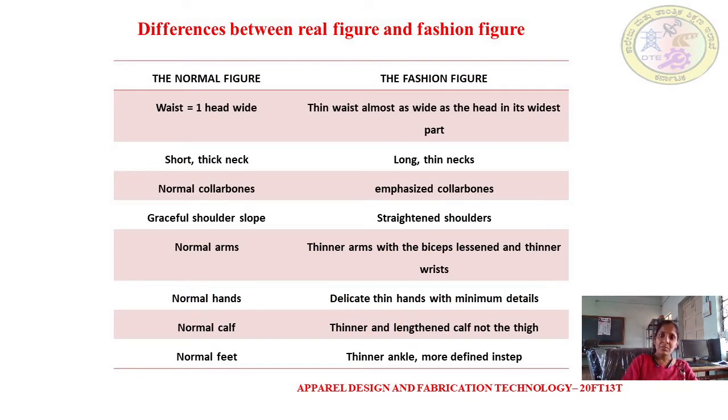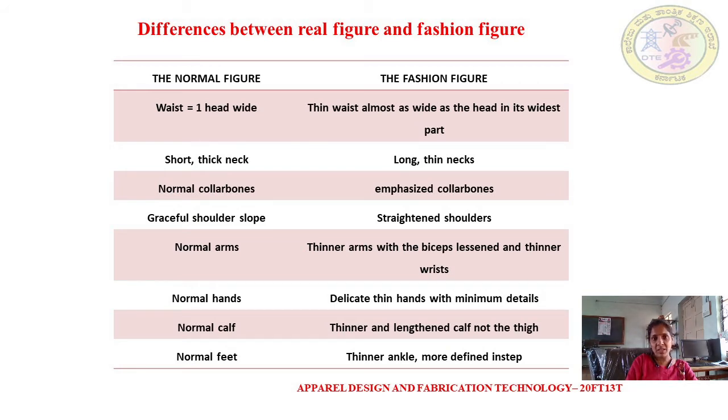So here, as I told you earlier, a normal figure is nothing but a proportionate figure. Why do we call it so? Because the height and the girth measurements in this figure are coordinating each other.